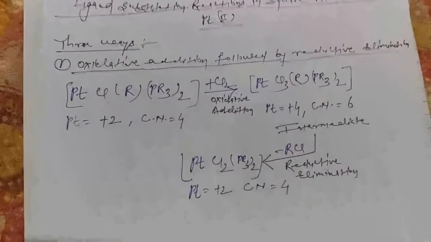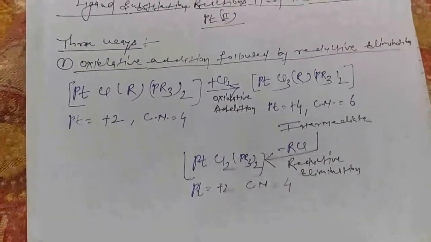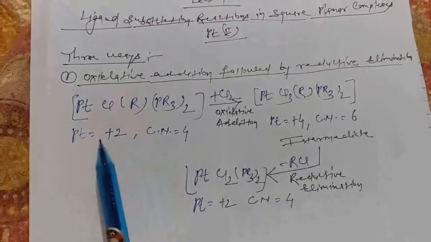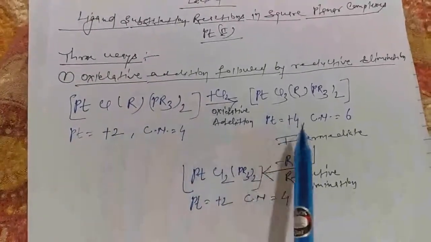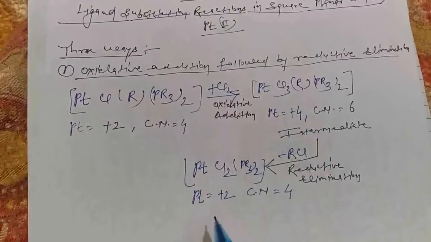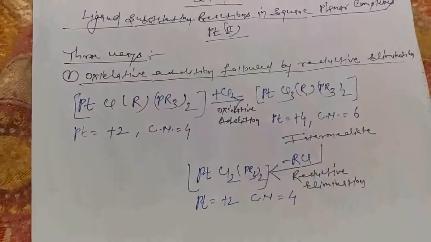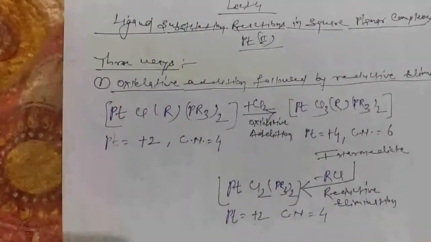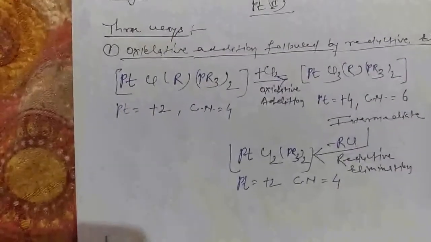Got it? So this is the first type of substitution that takes place in platinum complexes. So here from plus 2 to plus 4, that means it is oxidation. Here again plus 4 to plus 2, that is reduction. Now moving to the second type of ligand substitution reaction.